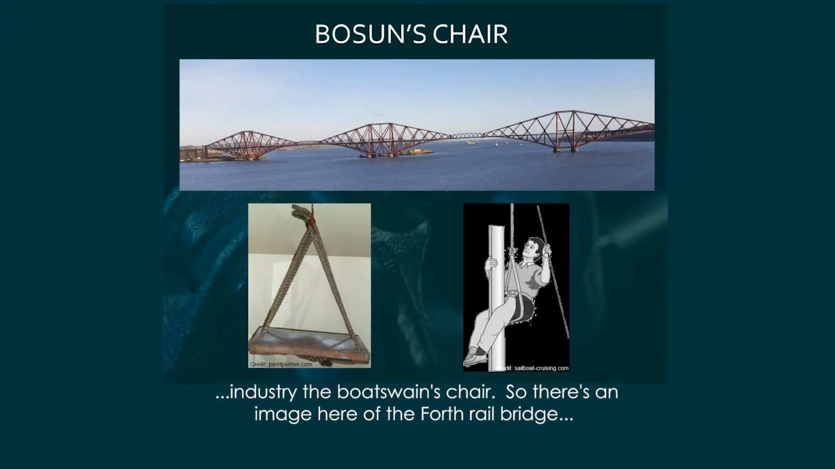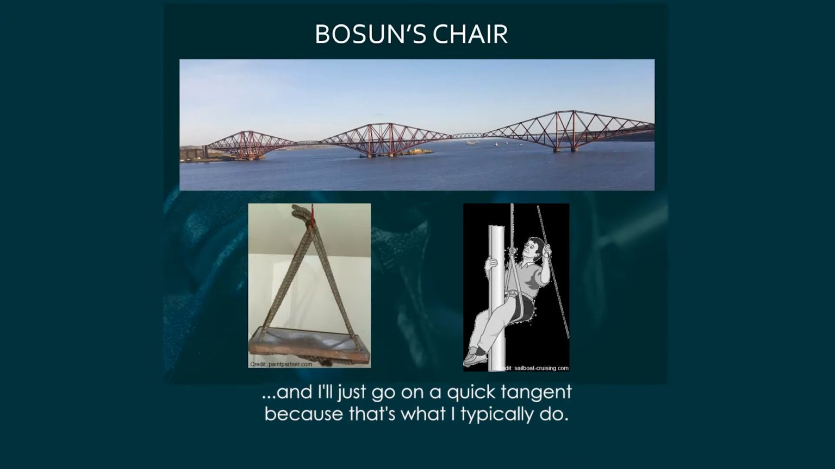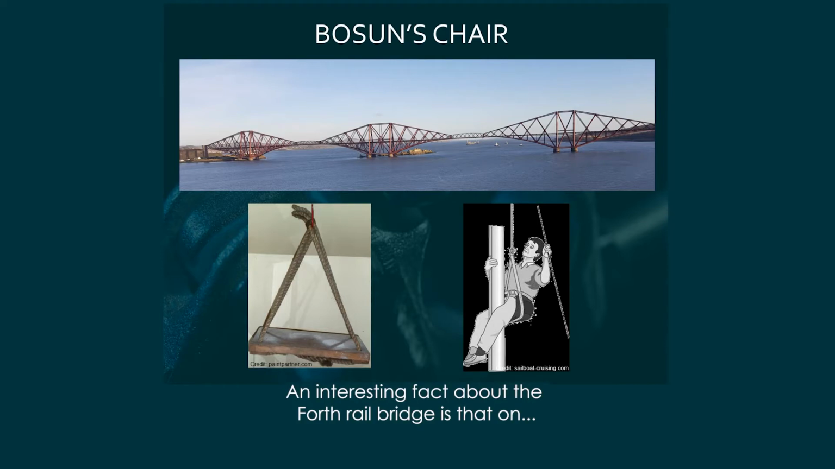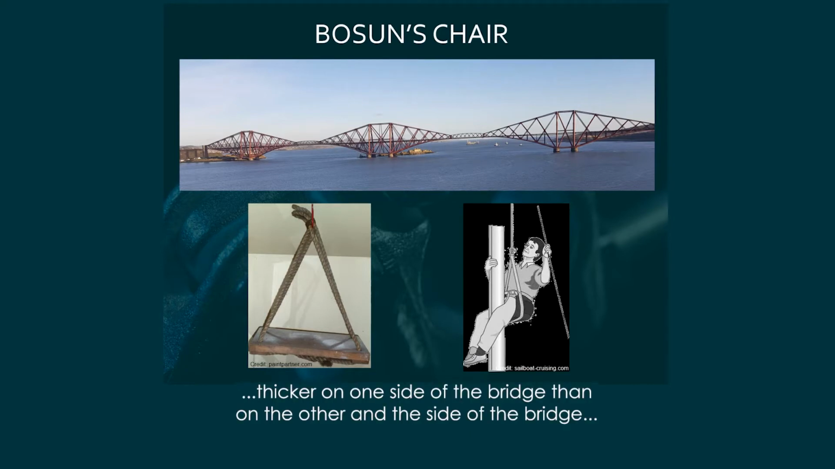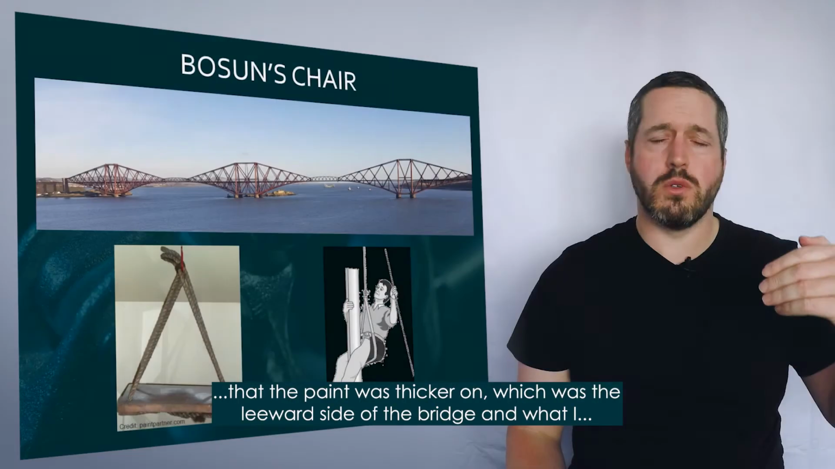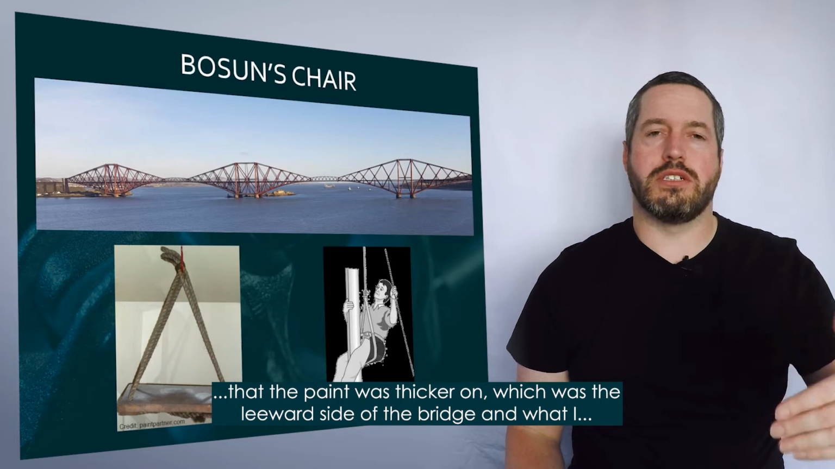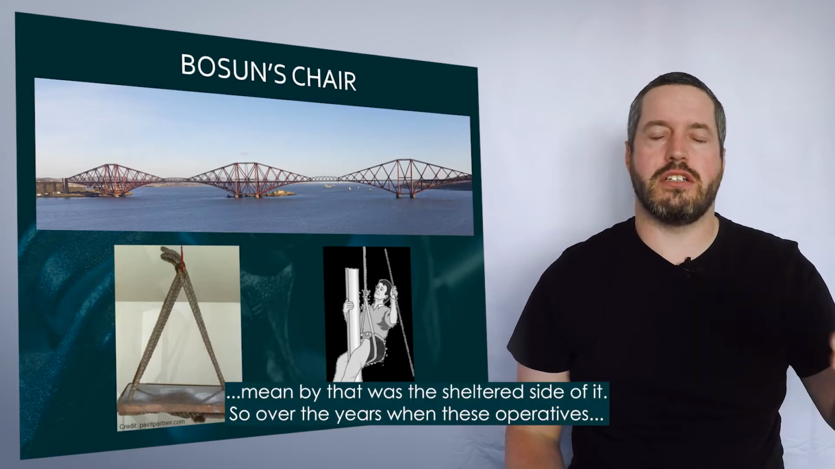So there's an image here of the Forth Rail Bridge, and I'll just go on a quick tangent because that's what I typically do. An interesting fact about the Forth Rail Bridge is that between the two sides of the bridge, the paint is thicker on one side than on the other. And the side that the paint was thicker on was the leeward side of the bridge, and what I mean by that is the sheltered side of it.